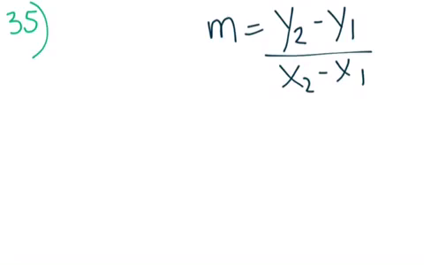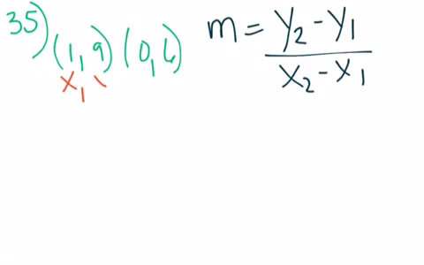Okay, 35 has the points 1, 9, and 0, 6. I always try my best to get students to label these as x1, y1, x2, y2. The ones who will label very rarely miss a sign. The ones who don't label miss about half of them. So you can determine how many of them you want to label.